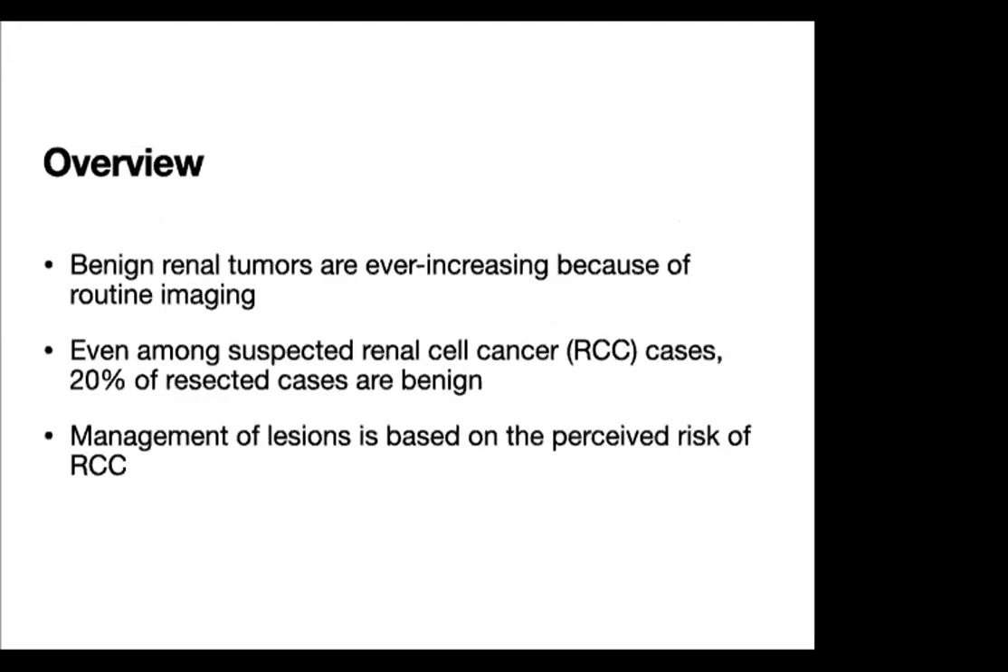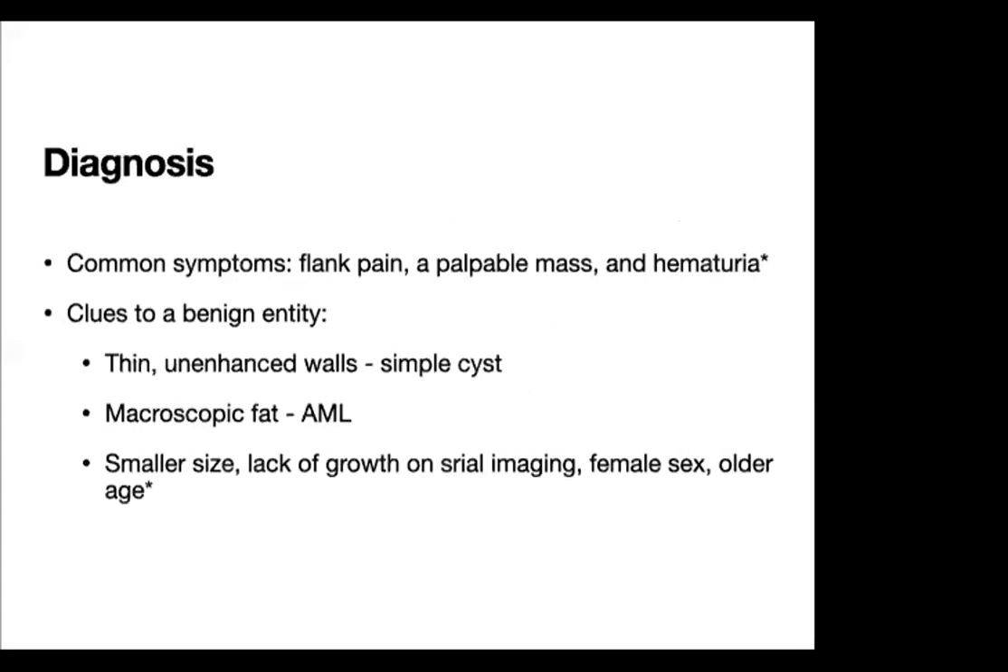Benign renal tumors are ever increasing because of routine imaging. Even among suspected RCC cases, 20% of resected cases are benign. The management of lesions is based on the perceived risk of malignancy. The common symptoms include flank pain, a palpable mass, and hematuria. However, most diagnoses result from an incidental renal mass on imaging.